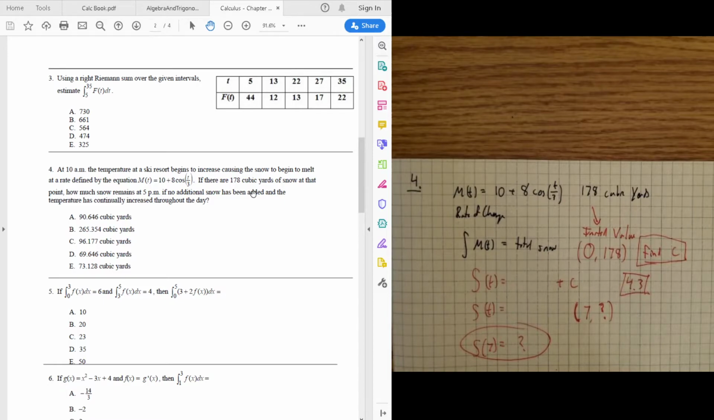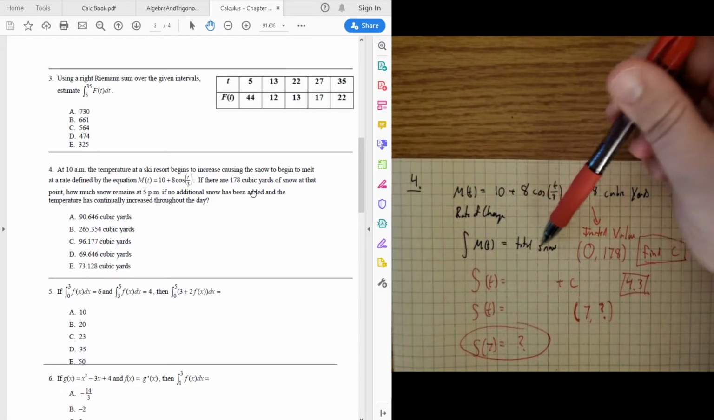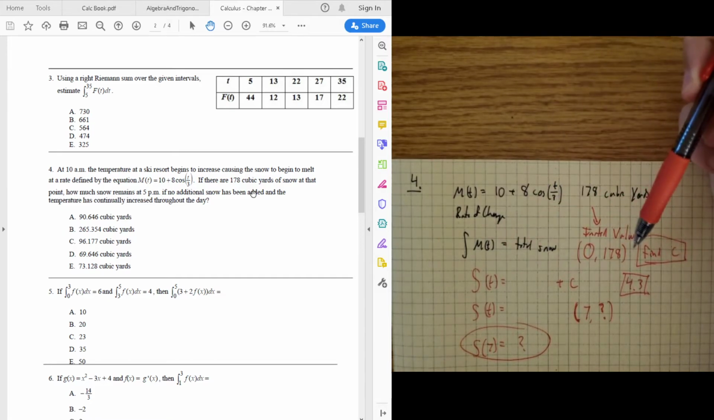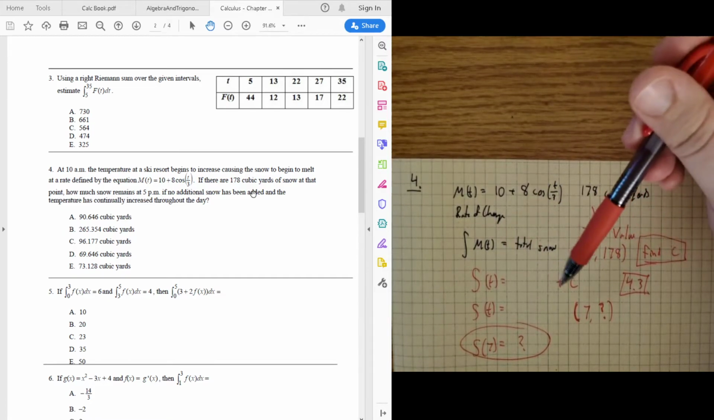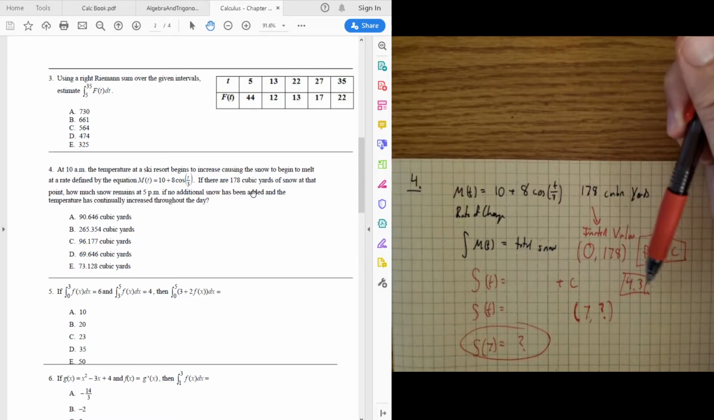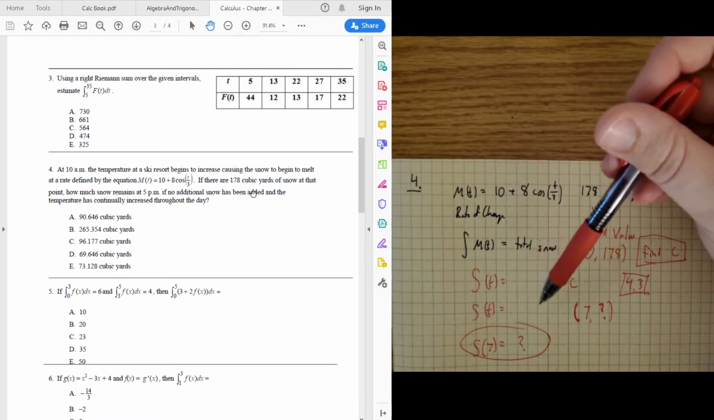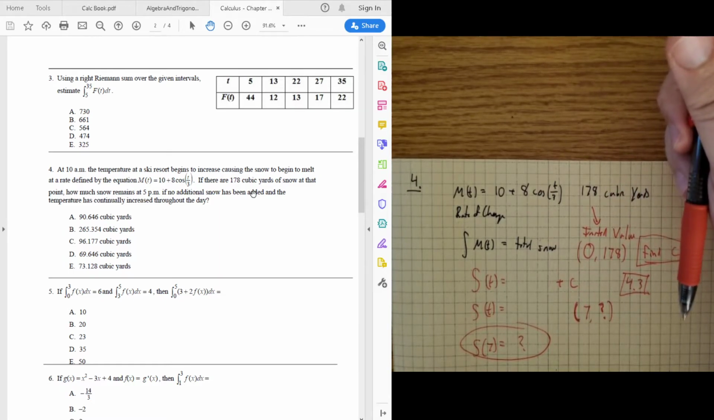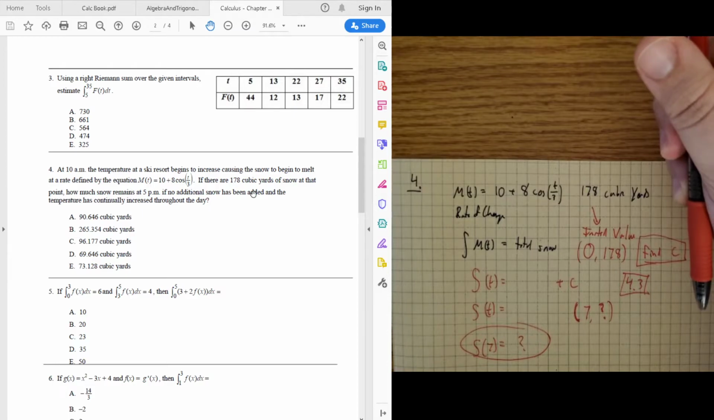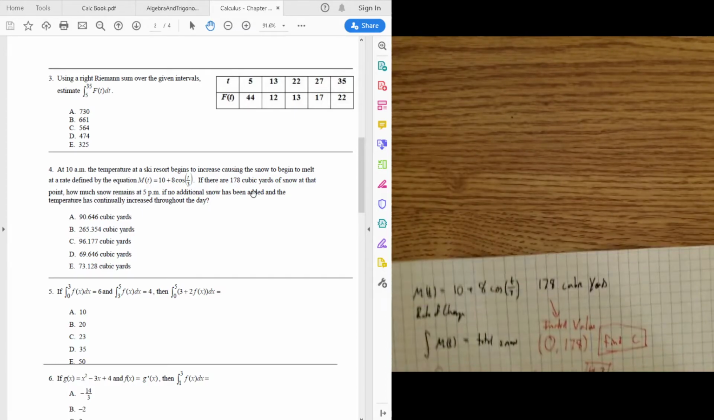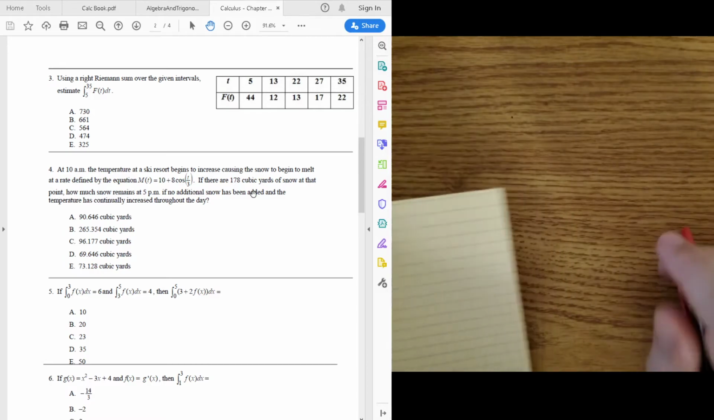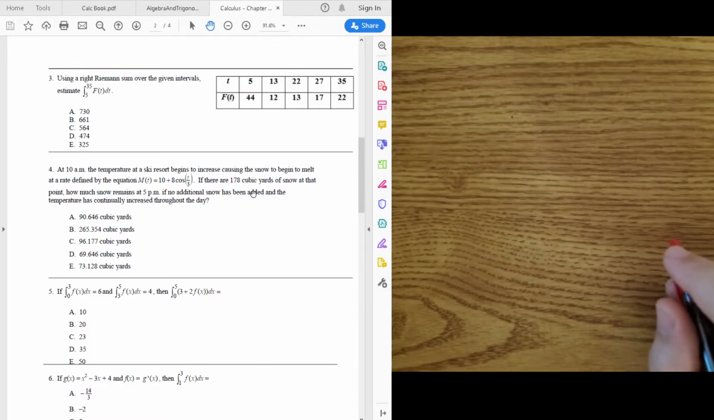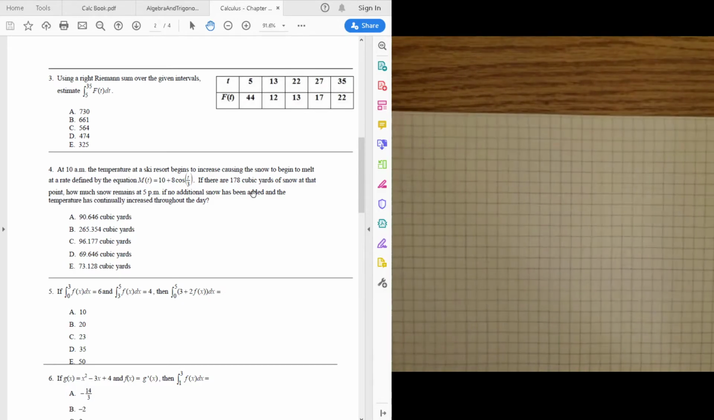So for number 4, note the process. We first integrate to find the total snow formula. That's what we call S of t. We then plug in the initial value to find C, which I believe is covered in section 4.3. And once we have that equation, we then plug 7 in and get an answer. Number 4 is probably one of the most difficult ones we have on this test, just because of the sheer volume of work. You have to find S of t, then you have to work backwards. It takes time.